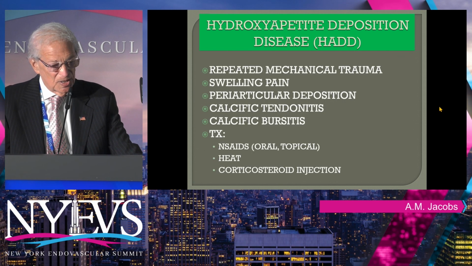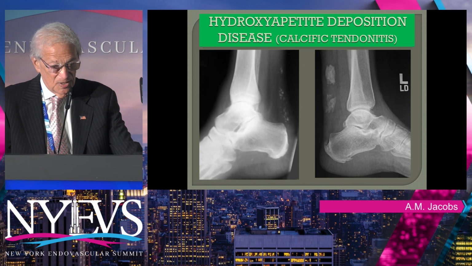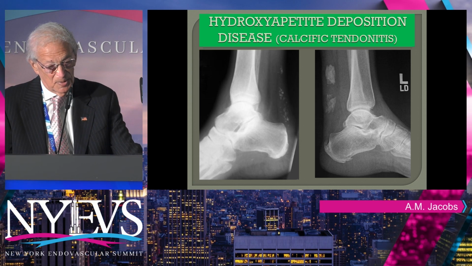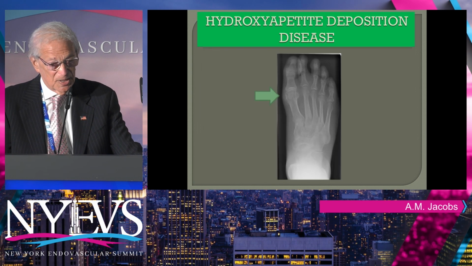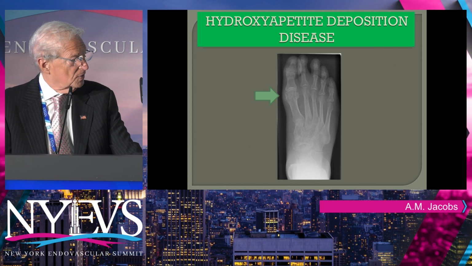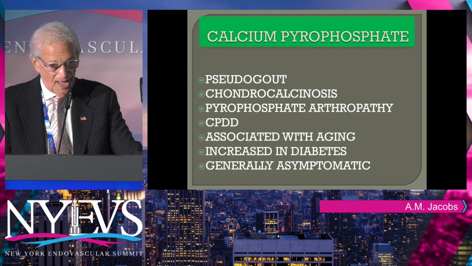Hydroxyapatite deposition disease. This usually is going to take a biopsy to see, but we see this as calcific tendonitis and Achilles tendinosis. So the next time you have some patients with Achilles tendons that look like this, you might consider hydroxyapatite deposition disease. This was one that had a little calcification of the bursa medial to the first metatarsal head. So you might consider that.